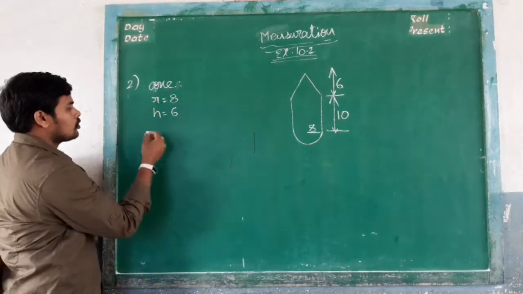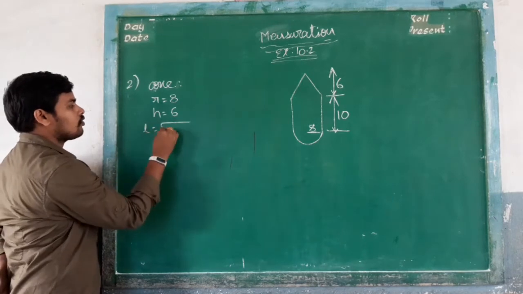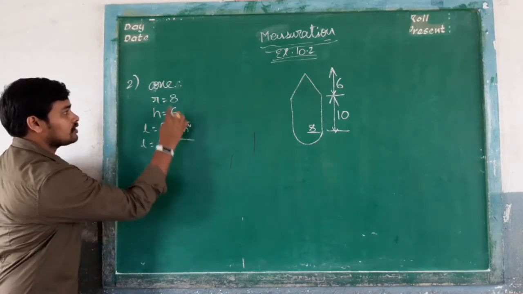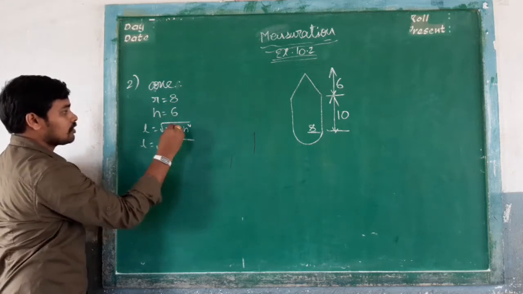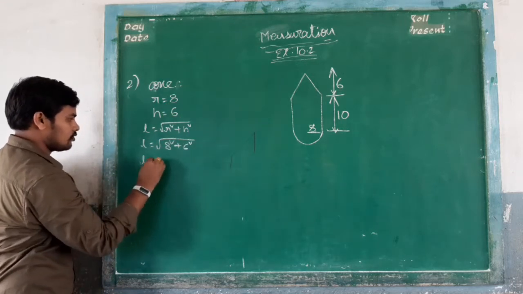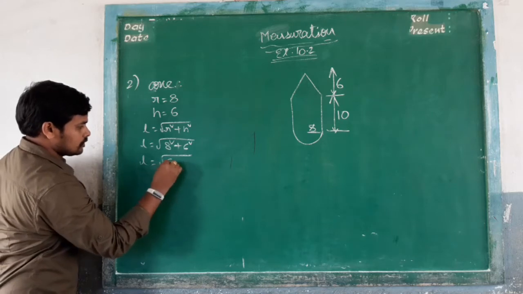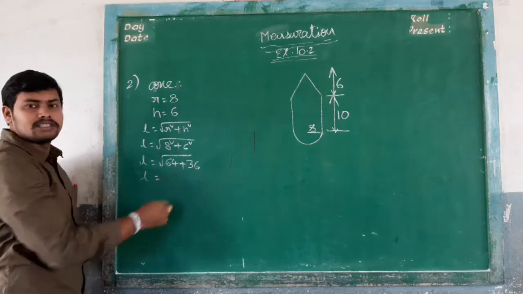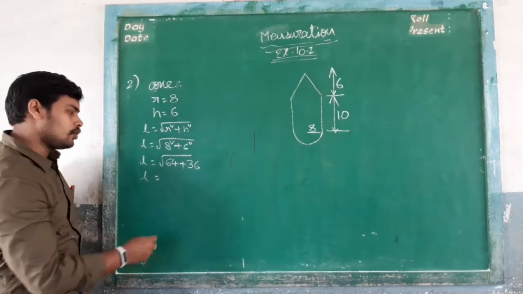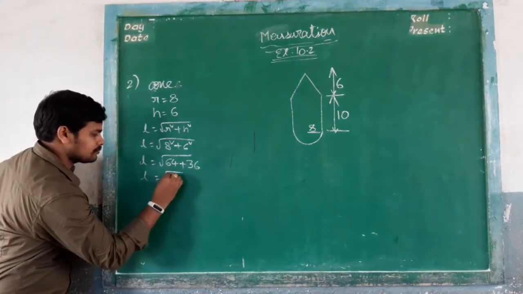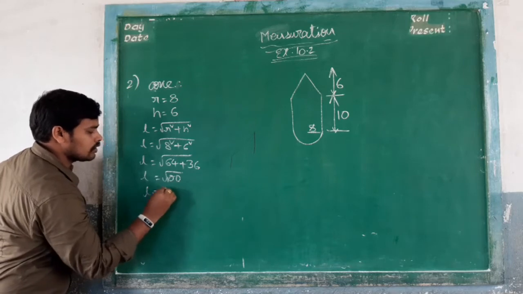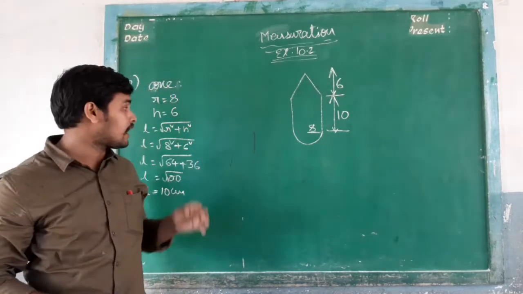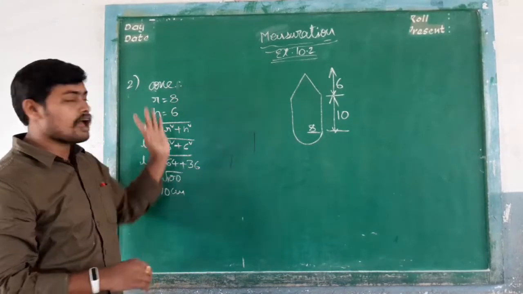So we have to calculate l equal to root of r square plus h square. l equal to 8 square plus 6 square. 8 square is 64, 6 square is 36. 64 plus 36 is 100. Root 100, so l equal to 10 centimeters. Okay. This is all about the cone.